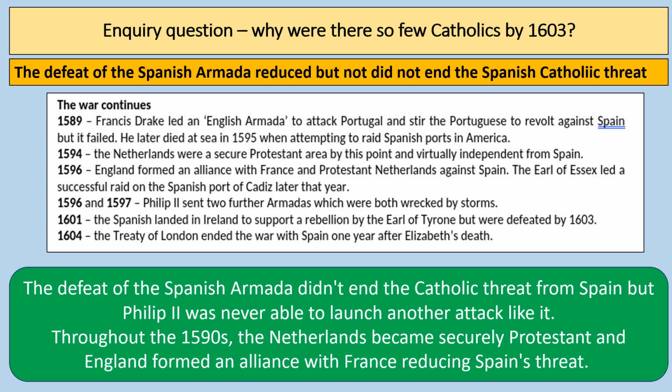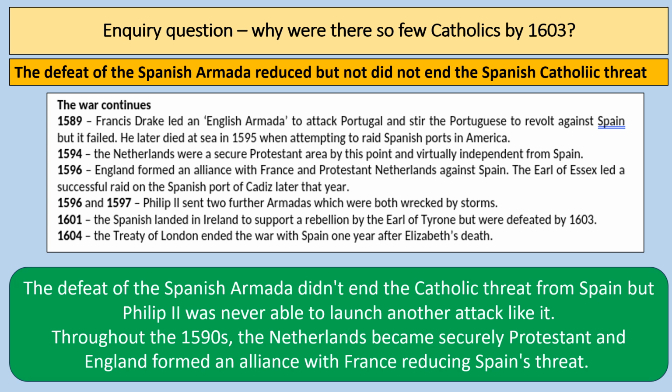In 1596 and 97, Philip II sent two further armadas, which were both wrecked by storms. Then in 1601, the Spanish landed in Ireland to support a rebellion by the Earl of Tyrone, but they were defeated by 1603. In 1604, the Treaty of London ended the war with Spain, 1 year after Elizabeth's death.